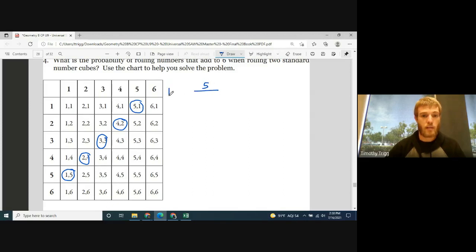So we would say the probability of rolling a 6 is 5 out of, now how many total are there? Well, this box is a 6 by 6 box. So there are 36 total different dice outcomes. So 5 out of 36 is our probability there. If you want it as a decimal, it's roughly 0.139.